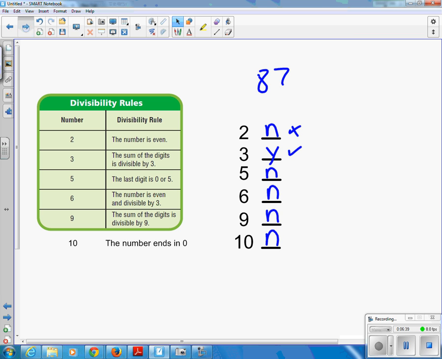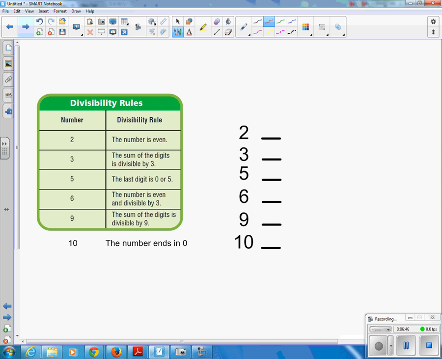Okay, hopefully you understand. And then for homework, you can pause it in here. I want you to get the list. You're going to do a paper with 2, 3, 5, 6, 9, and 10, and just write yes or no for the numbers 28 and 60. So 2 lists. Remember, you have to memorize these rules. Very important for finding factors.